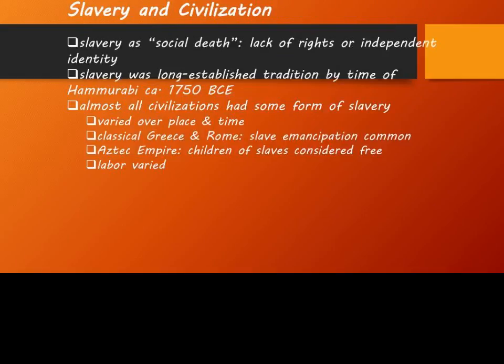So let's start with slavery and civilization. Alright, slavery was almost like social death: a complete, total lack of rights or independent personal identity. And slavery was a long-established tradition by the time of Hammurabi, which was around 1750 BCE. And almost all civilizations had some form of slavery.